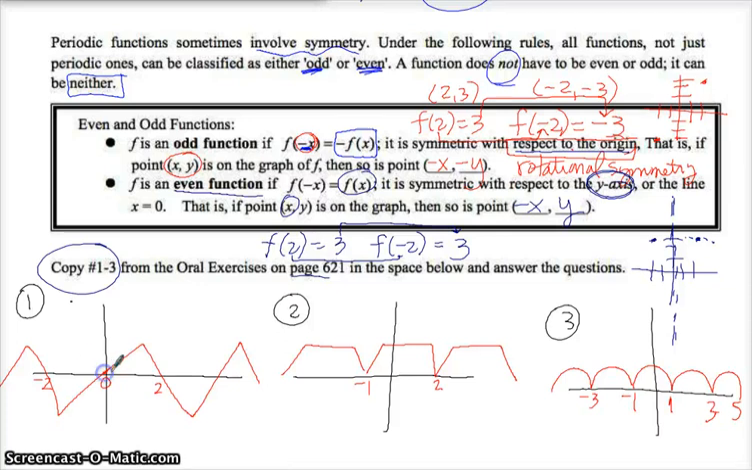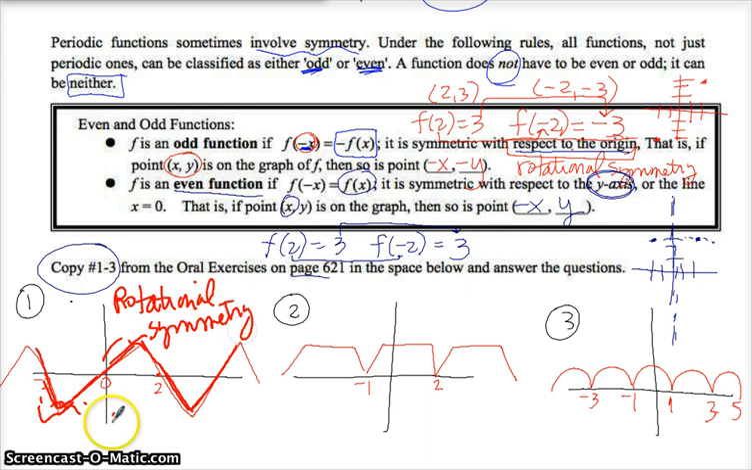But here, notice these points. So the points of where they intersect is important. If you flip this paper upside down, you would see the exact same picture. This would be up here, this would be down here. So this has rotational symmetry. So in other words, it is an odd function. So this is an odd function.